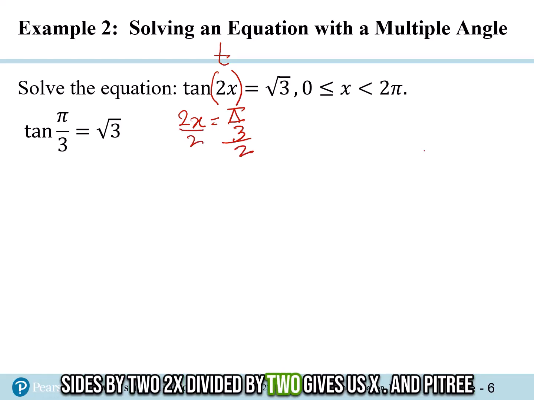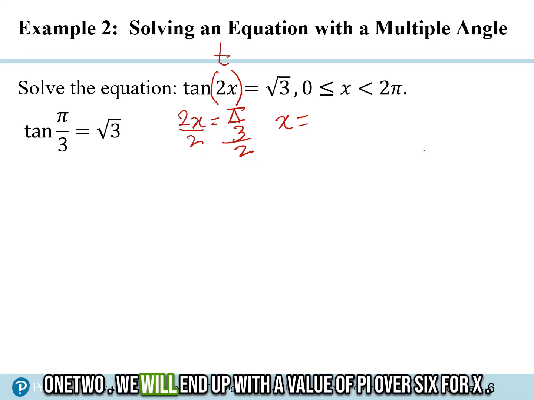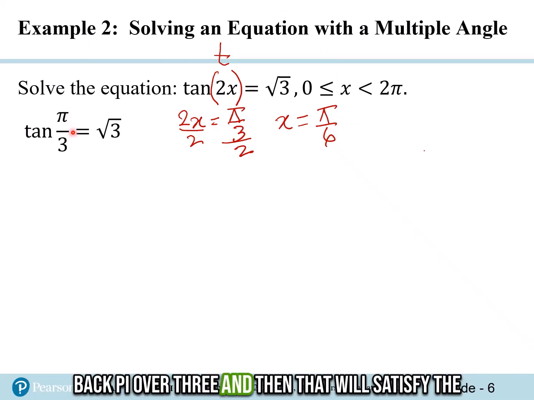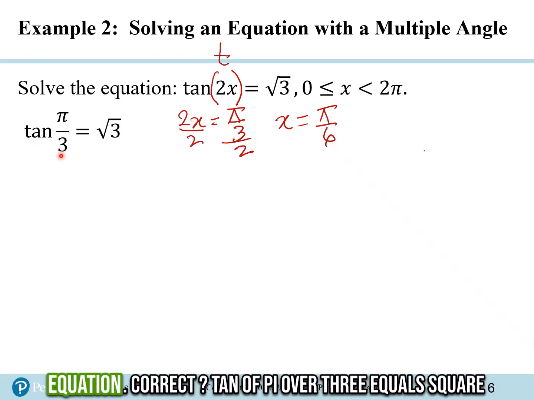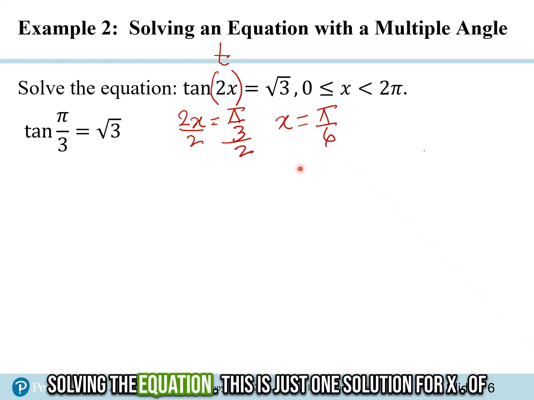2x divided by 2 gives us x, and pi over 3 divided by 2 is the same as saying pi over 3 times 1/2. We will end up with a value of pi over 6 for x. And when pi over 6 is multiplied by 2, we will get back pi over 3, and then that will satisfy the equation, correct? Tan of pi over 3 equals square root of 3. So that is how we are going to go about solving the equation.